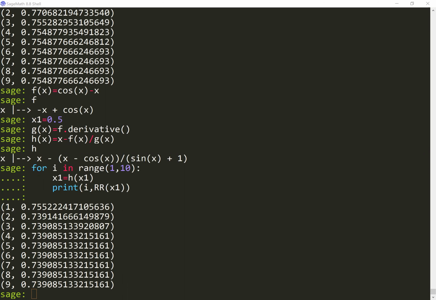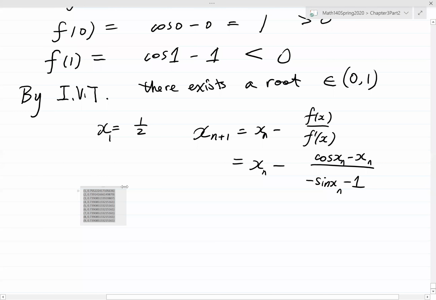All right, I think let me stop here. The time is out now. Next time we will do more examples of Newton's method.